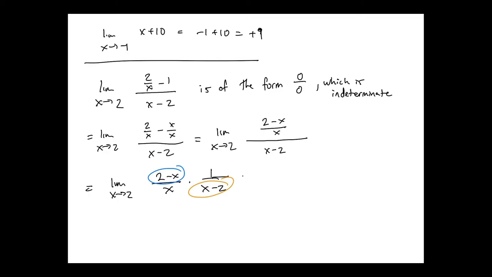Let me write it like this. 2 minus x is negative (x minus 2), correct? Like so? And that's why it's going to be a negative 1 when we cancel, because of that negative that I just factored out. So this cancels with this, and now we're taking the limit as x goes to 2 of negative 1 over x.